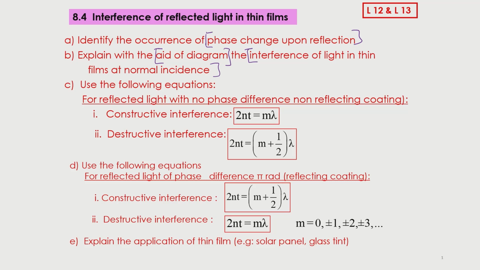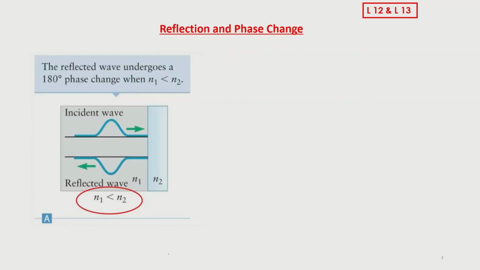Use the following equations for constructive interference and destructive interference for the case of reflected light with no phase difference, the non-reflecting coating, and for the case of reflected light with a phase difference of pi radian, the reflecting coating. And the last learning outcome for this subtopic is to explain the application of thin films, for example, solar panels or glass tint. Reflection and phase change.